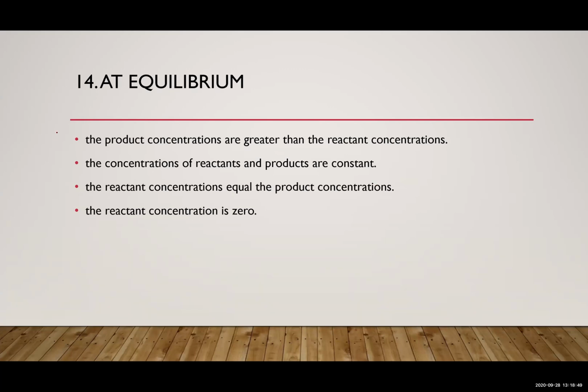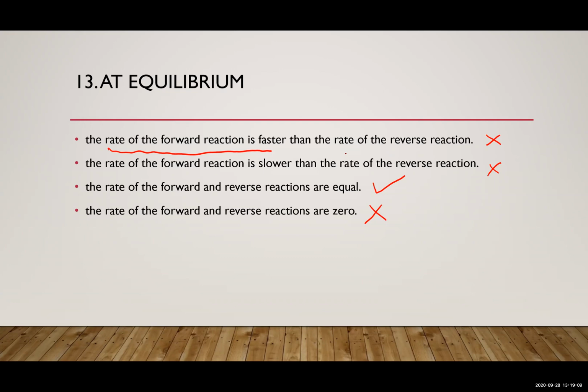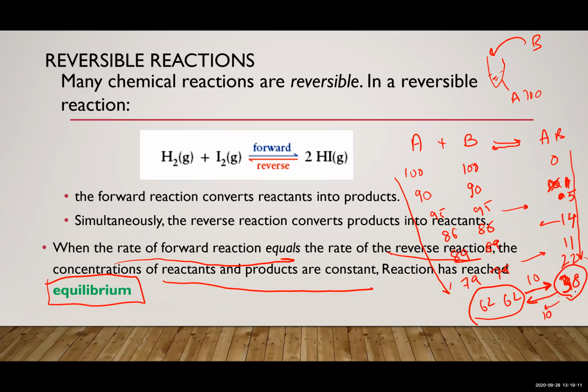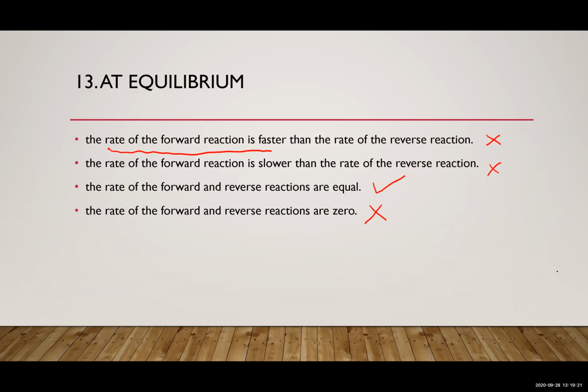How about you tell me which statement is correct? 1, 2, 3, and 4. 2. That is correct. Wonderful. So the concentrations become constant. Remember, they don't become equal. If we go back, products are not equal to reactants. Reactants are 62, products are 38. They don't have to be equal, but they are constant. Constant means that they're not going to change anymore. So that's the important distinction.